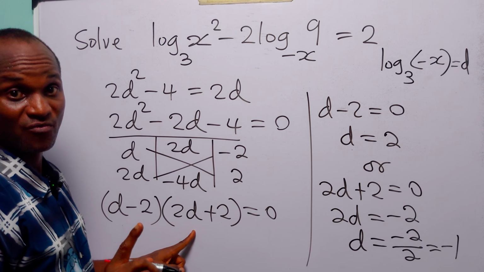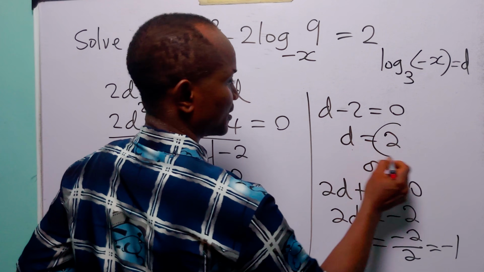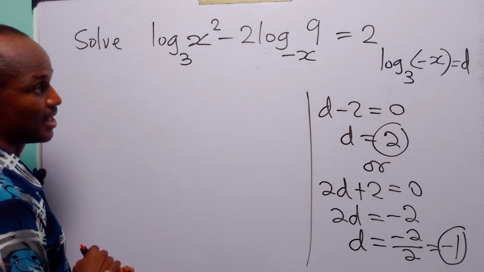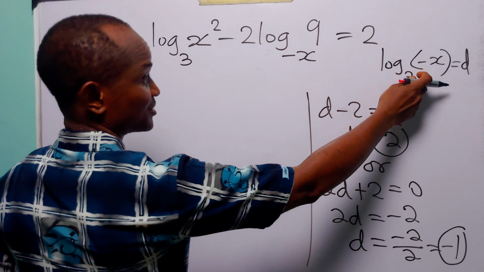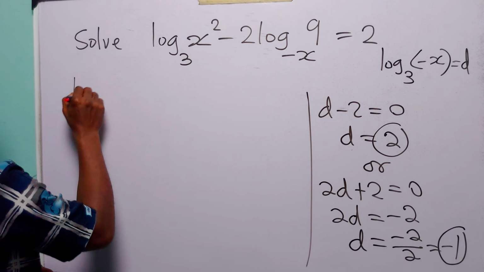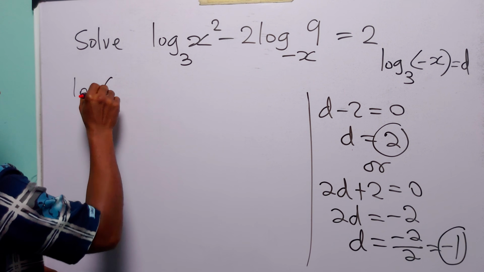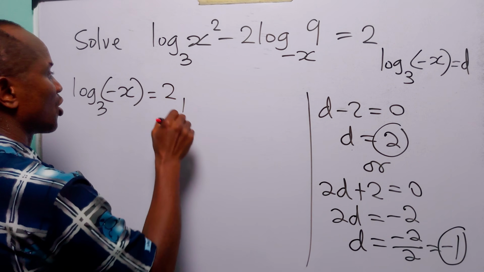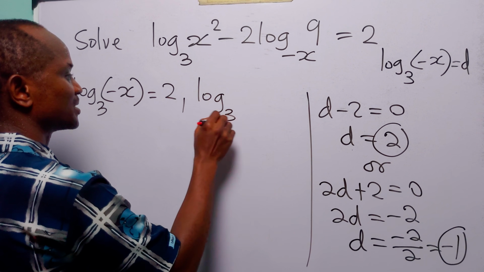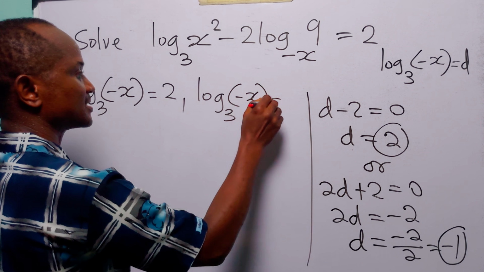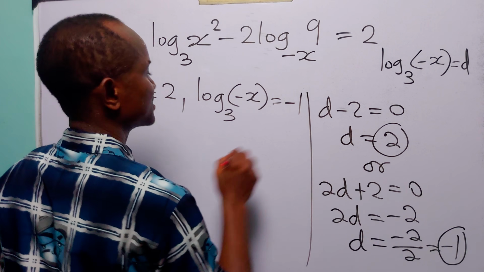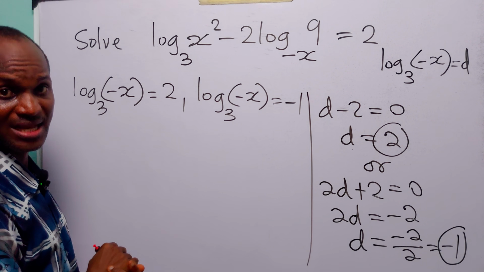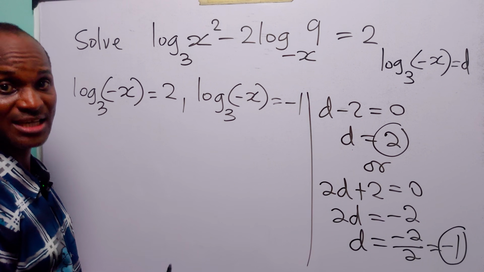So we have found two values for d, 2 and minus 1. And of course, now we go back to this substitution, and we have that log₃ of minus x is equal to 2, or log₃ of minus x is equal to minus 1. And of course, you know that when we have logarithmic equations like this, we can write them in exponential form.